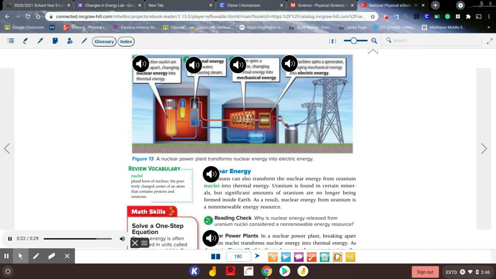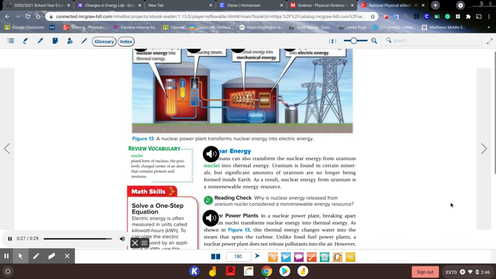Reading check. Why is nuclear energy released from uranium nuclei considered a non-renewable energy resource?